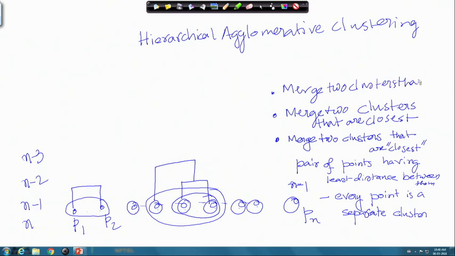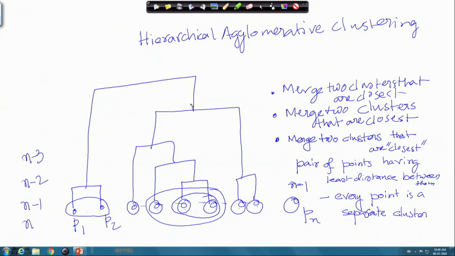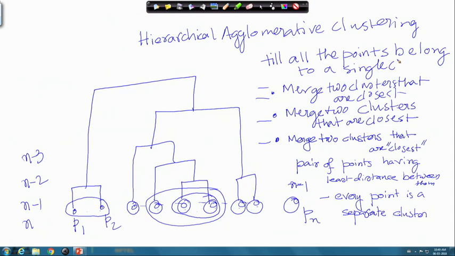Just go on repeating this. Just take 2 clusters that are closest. Let us say now these 2 get merged, maybe after one more step these 2 get merged, then maybe after one more step these 2 get merged, and maybe after one more step these 2 get merged. Okay. So, this is repeated till all the points belong to a single cluster. The root. Okay. So, this tree is the dendogram.